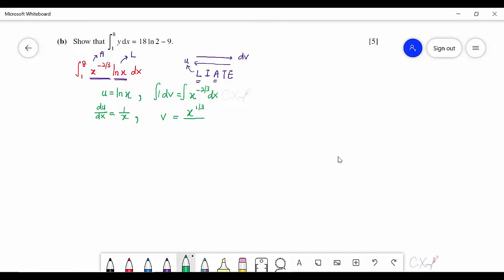Okay, then divided by 1 over 3. So if you further simplify, you will get 3x power 1 over 3. So this will be the u and v that I want to use to substitute in the integration by parts formula later. Alright, so to do the integration by parts, the formula will be uv minus the integration of v du.